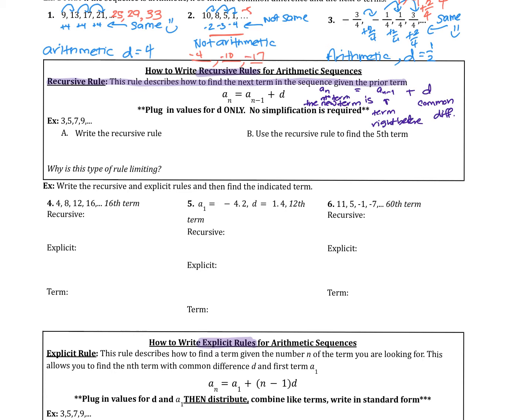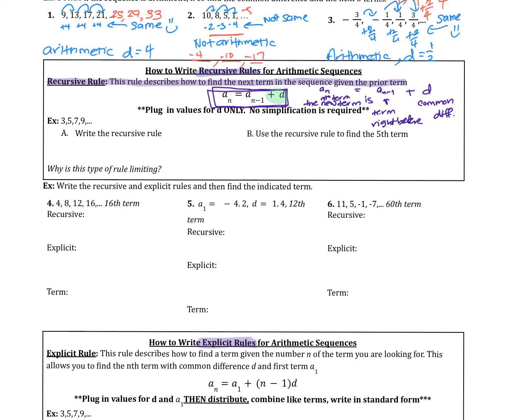To take the term before it and add whatever that common difference is, or subtract whatever that common difference is. So when you are writing a recursive rule, and I'm going to put a box around this because this is something you're going to use every time you write a recursive rule, the only thing you're substituting in is what this d value is. Everything else stays the same, and you're going to need to use subscripts, those little numbers that go below, when you are writing this. So let's go ahead and look at this example for A.